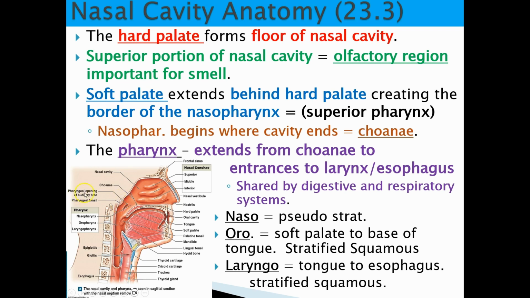So that's your pharyngeal tonsil. This one tends to be the adenoids. And then you have your palatine tonsil. These are the ones that tend to get removed. And then your lingual tonsil is on your tongue.